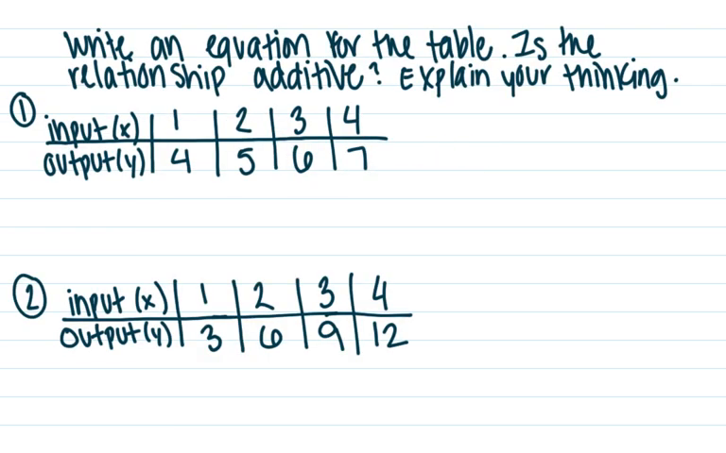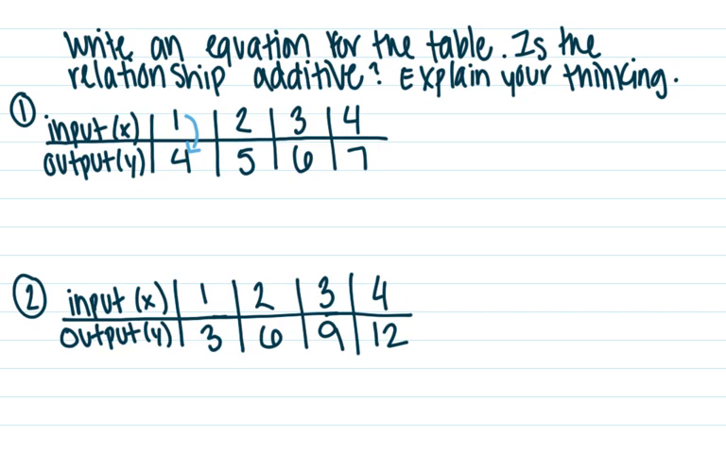We're going to take a look at a couple of examples. Our whole job today is going to be to write an equation and determine: am I adding or not? So let's take a look at this first table. My inputs are 1, 2, 3, 4. My outputs are 4, 5, 6, 7. So let's figure out what is going on. What am I doing to this input to get this output? I could be multiplying by 4, or I could be adding 3.